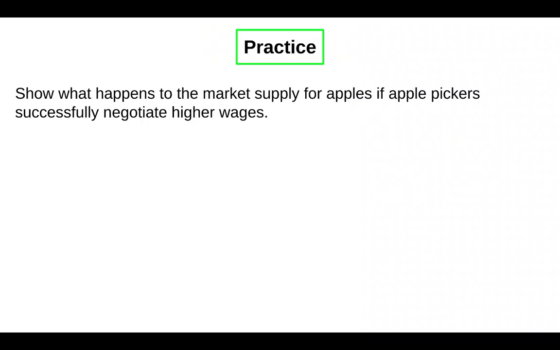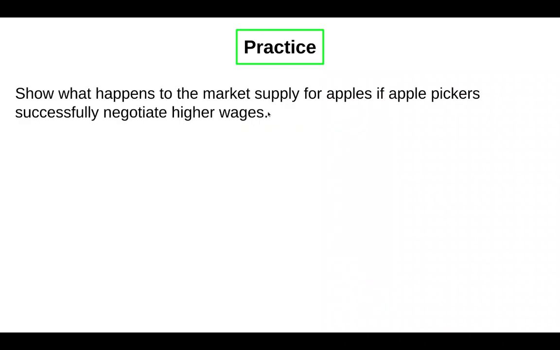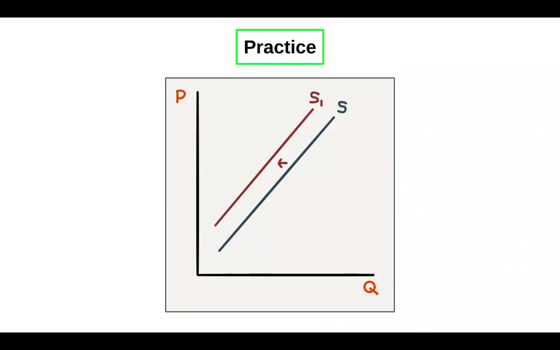Finally, let's do one more practice question. Show what happens to the market supply for apples if apple pickers successfully negotiate higher wages. Again, you know the drill. Pause the video, see what you get. So this one is going to be supply to the left. The way to think about this is the wage is basically the price of labor, which is a resource. So if the workers are more expensive because you have to pay them more, then you can't make as much of the product. So that would be supply to the left.